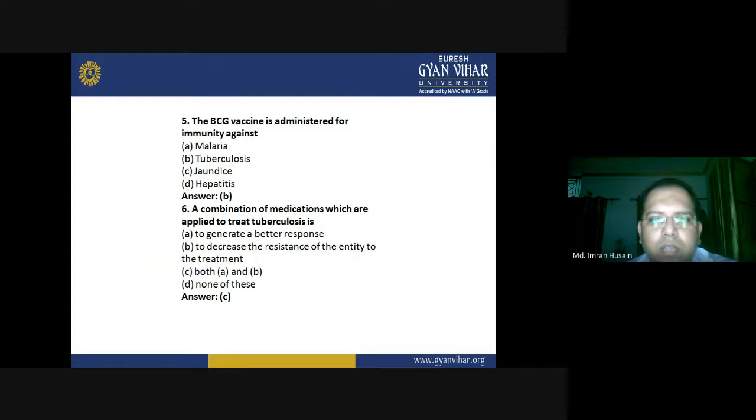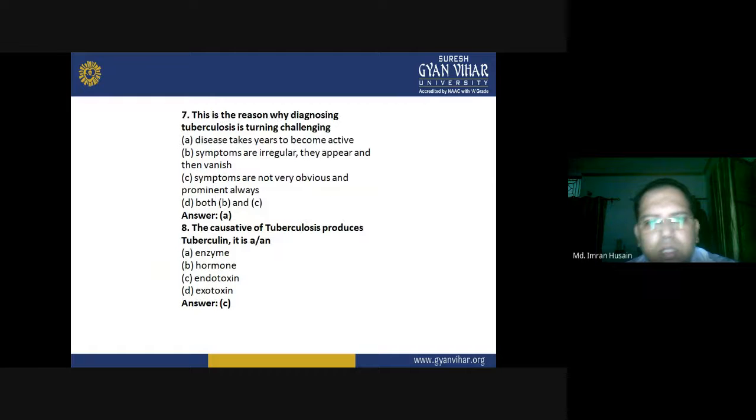The BCG vaccine is administered for immunity against tuberculosis. A combination of medications is applied to treat tuberculosis, both A and C, to generate a better response and to decrease resistance to the treatment. This is the reason why diagnosing tuberculosis is becoming challenging. The disease takes years to become active.